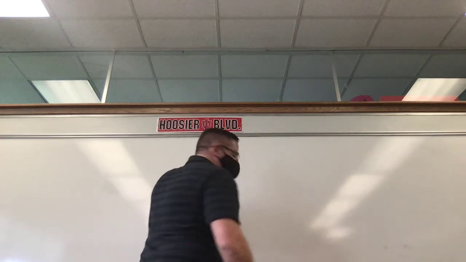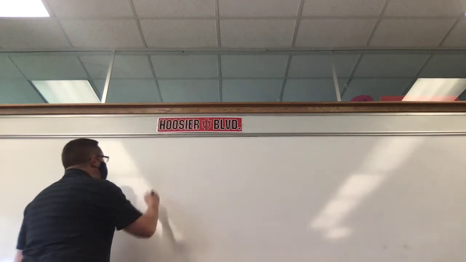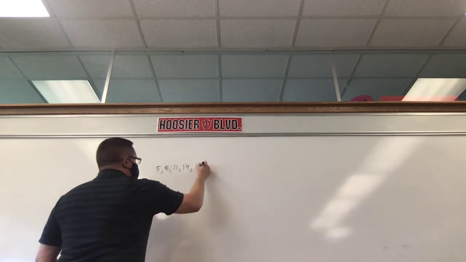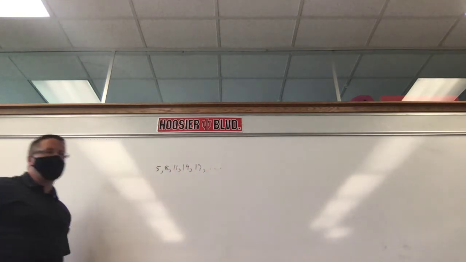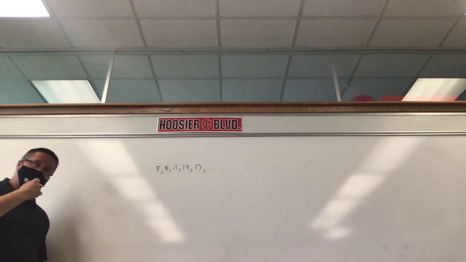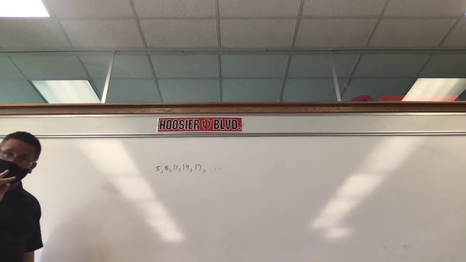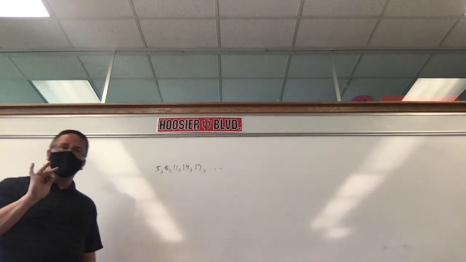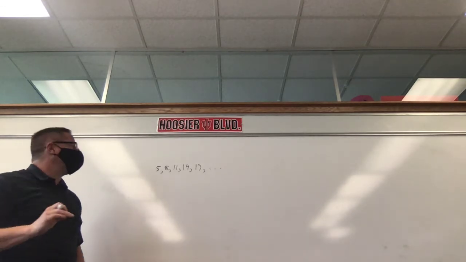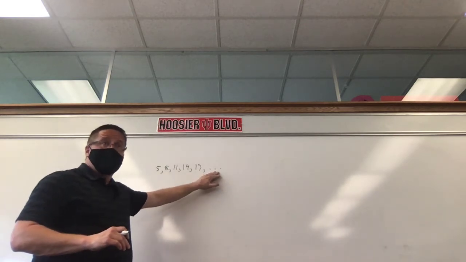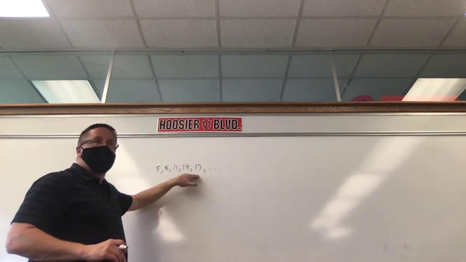I'm going to give you a list of numbers: 5, 8, 11, 14, 17, and so forth. There's a pattern there. Anybody know what the pattern is? It's going up by 3. We're adding 3. But listen carefully, I'm going to be real picky here. How do I find the next number? I add 3 to what? To the number in front of it.